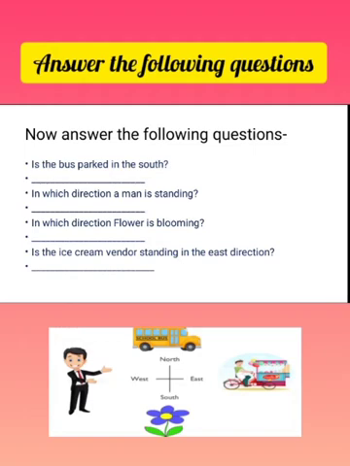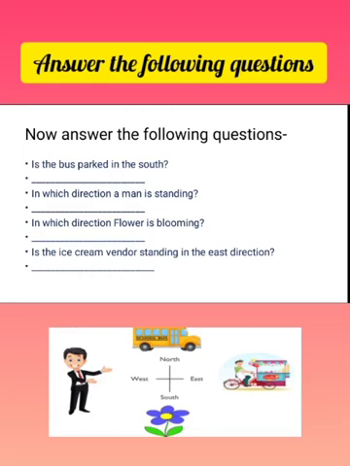In which direction is a man standing? A man is standing in the west direction. In which direction is the flower blooming? A flower is blooming in the south direction. So come to the last question, children. Is the ice cream vendor standing in the east direction? Yes, the ice cream vendor is standing in the east direction. So children, do this activity.